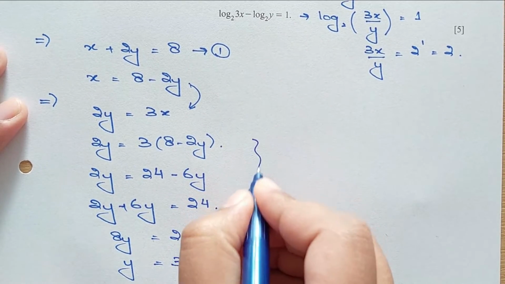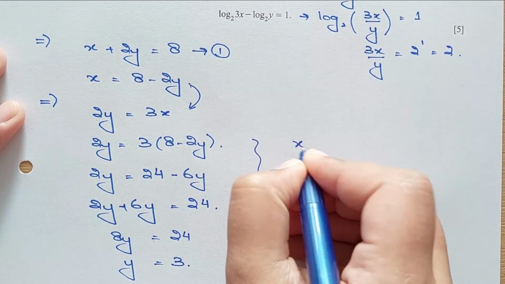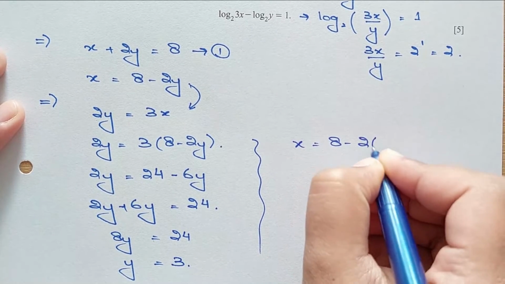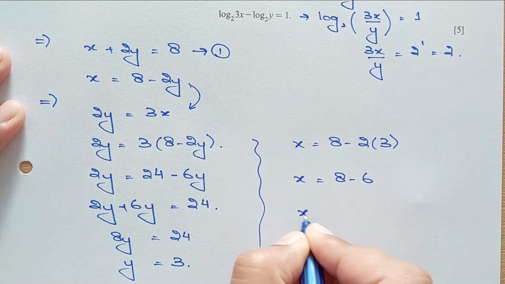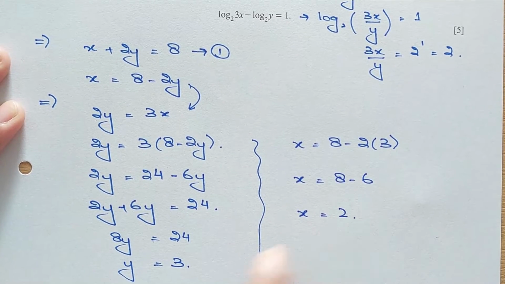Now let me solve for x. So x is equal to 8 minus 2 times the y value. 8 minus 6, so x is equal to 2. So x is 2 and y is 3.